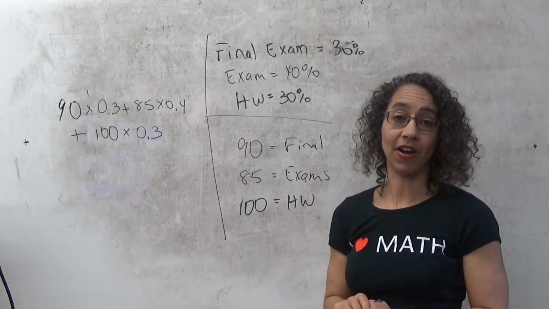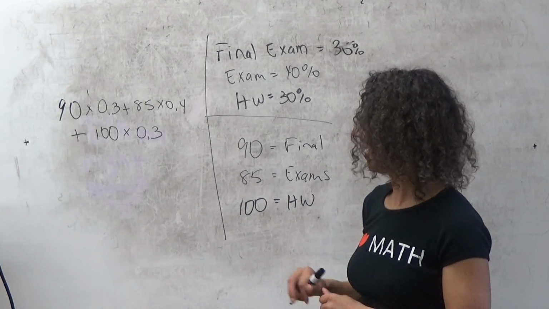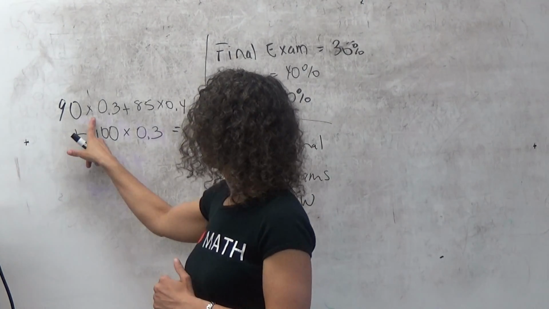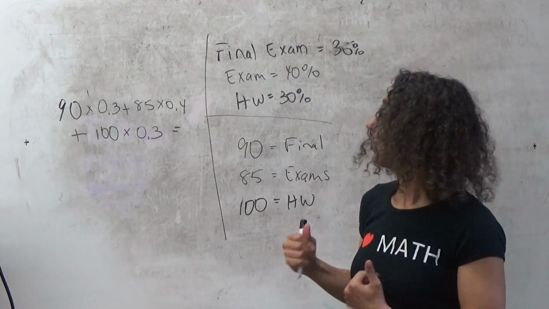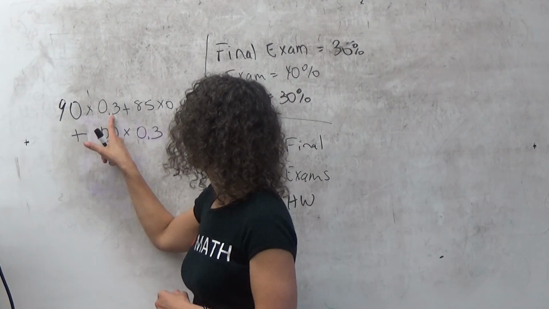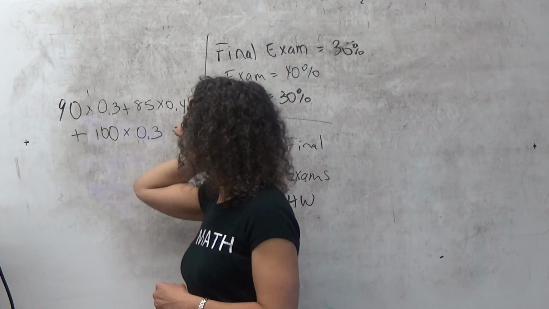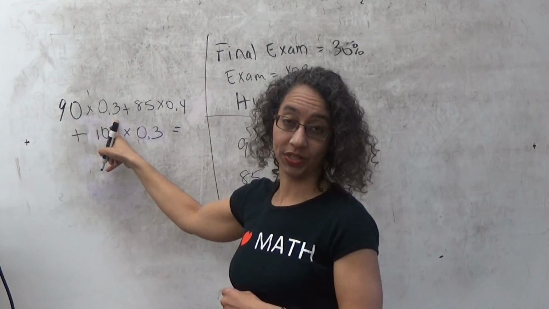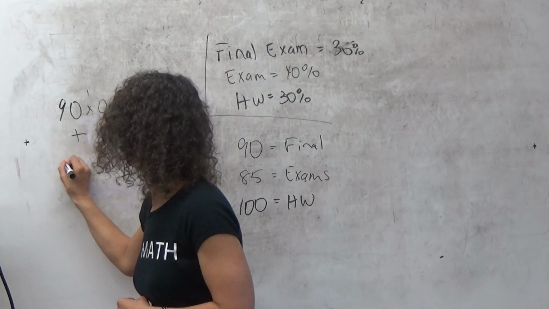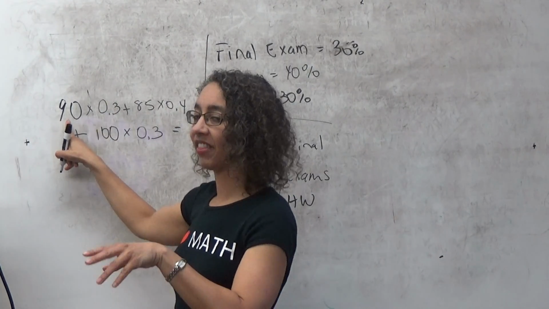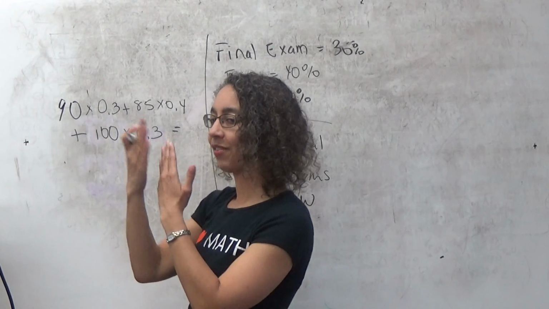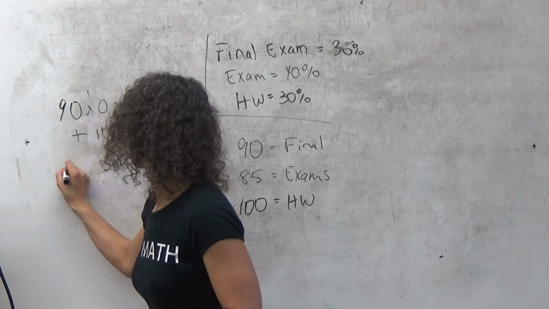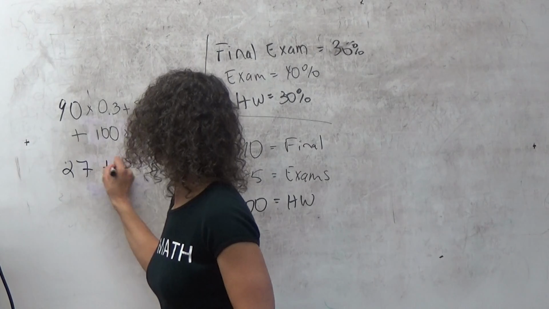So remember, order of operations, everybody loves Aunt Sally. We do the multiplication first. So first we want to calculate 90 times 0.3. Remember, 9 times 3 is 27. And then notice we can think about this as 10 times a tenth, so that cancels to 1. So that product here is 27 plus.